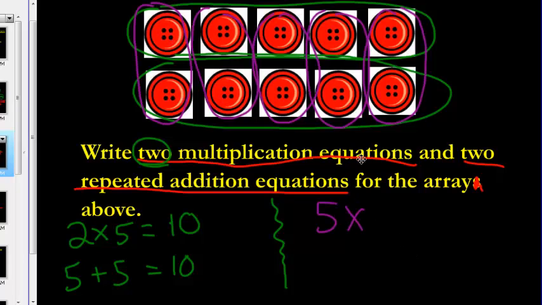And I have two buttons in each one. And if I count them all, I get 10. So now I have one multiplication equation, two multiplication equations. I have one repeated addition equation, and I need one more. So let's see what we can do here.